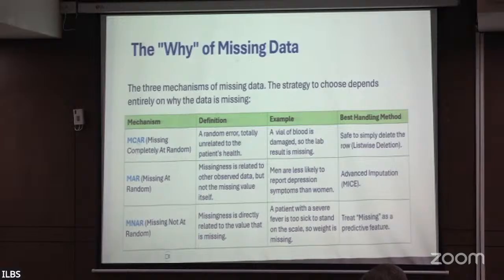So MCAR is missing completely at random, when the patient is not available. MAR is missing at random, means for some data it is available and for some it is not available. And missing not at random is the major problem, because of the severity of the patient, who was not able to attend the test, or it was not possible to make the examination.